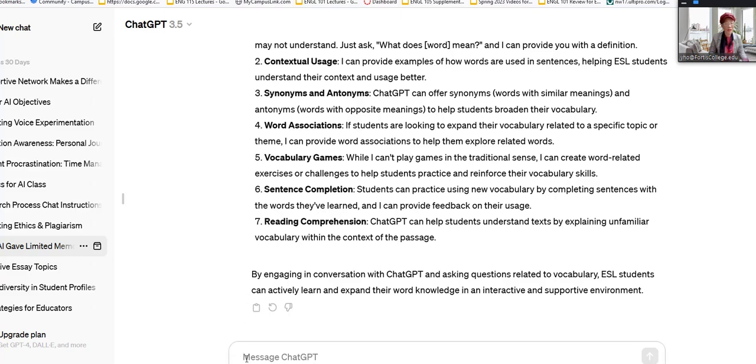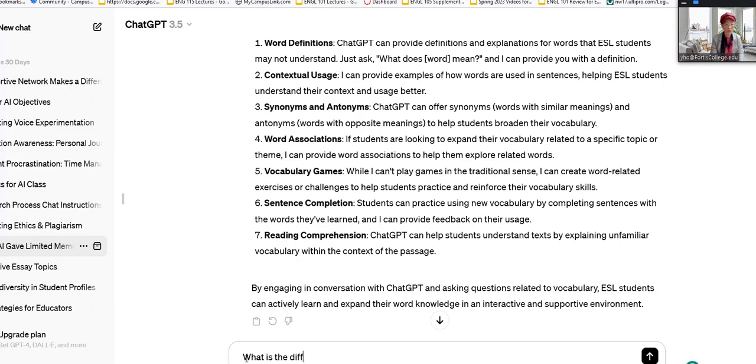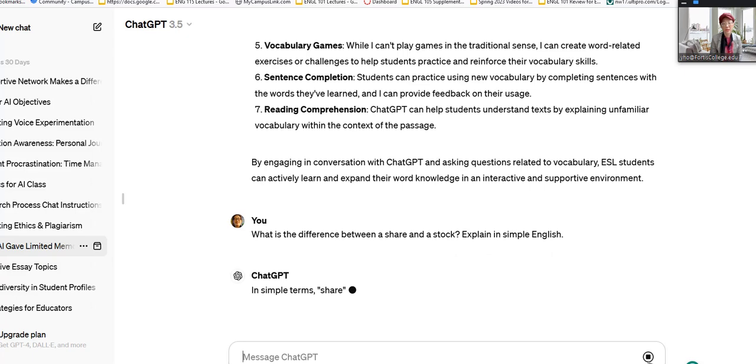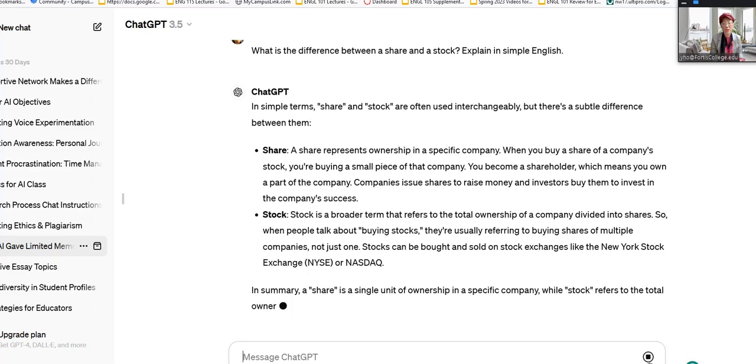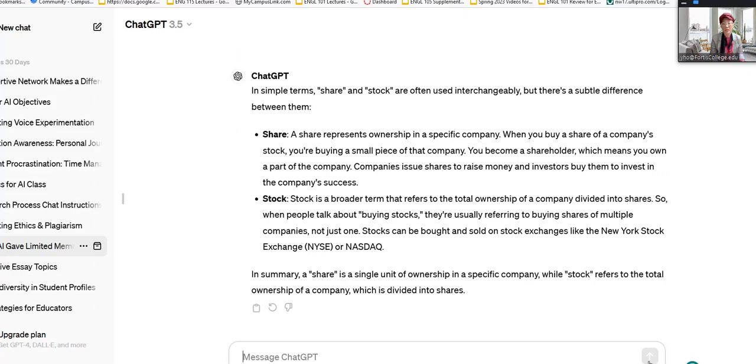So let's say I don't know what a specific word means. If I say, what is the difference between a share and a stock, and explain in simple English. So if I'm reading a book, let's say I'm taking Economics 101 and I'm an ESL student, and I don't understand the difference between a share and a stock, then ChatGPT could give me an explanation of what is a share and what is a stock.